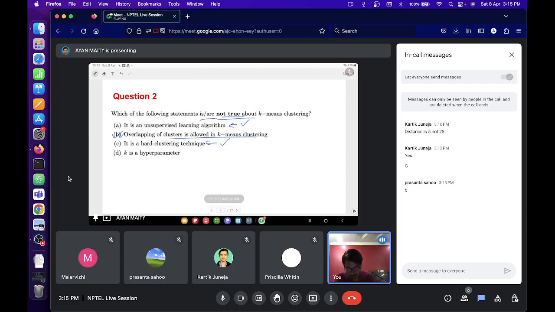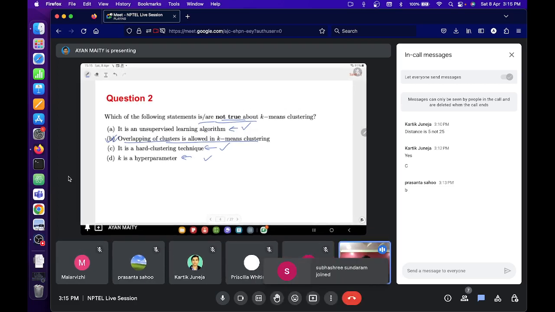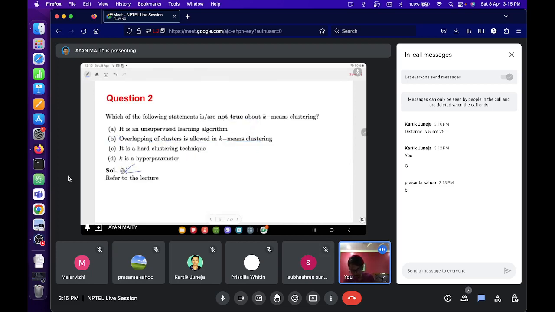K is a hyperparameter. This is also true. We can change the value of K and rerun the algorithm. This is like a hyperparameter for this algorithm. So this is also true. So the only option which is not true is option B, and option B would be the correct answer. Overlapping of clusters is not allowed because it is a hard clustering algorithm. Clusters cannot overlap. So if clusters cannot overlap, a single point cannot belong to multiple clusters. So that's why option B is the correct answer. Option B would be the correct answer here.